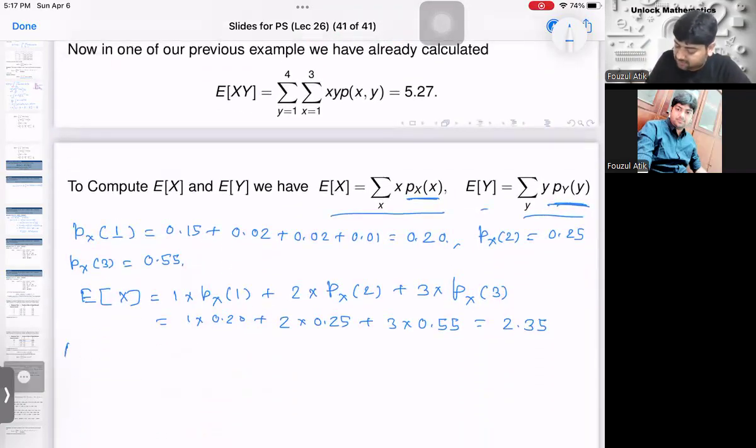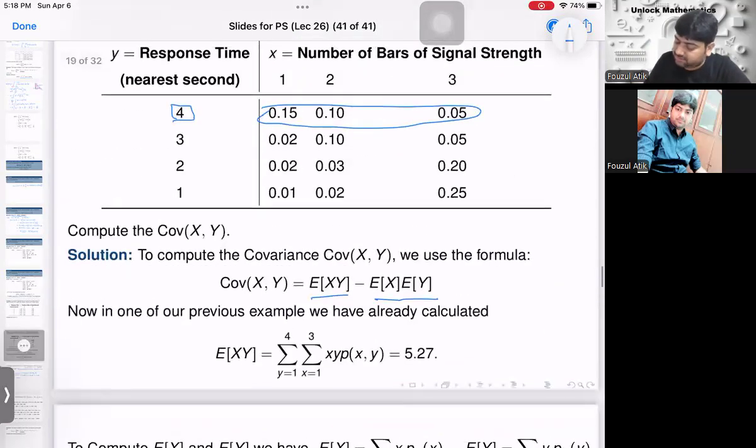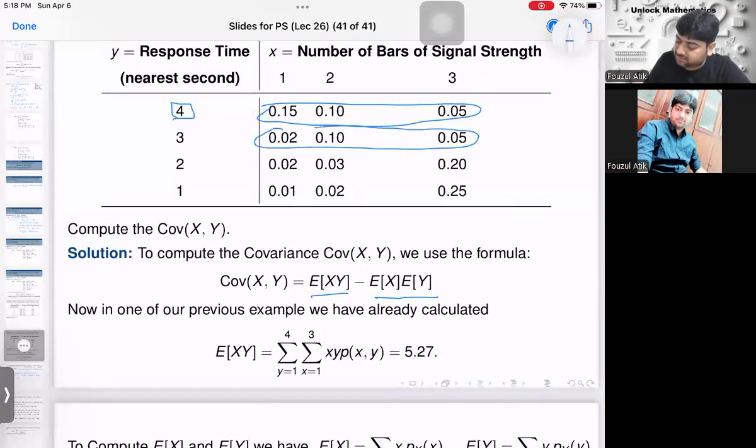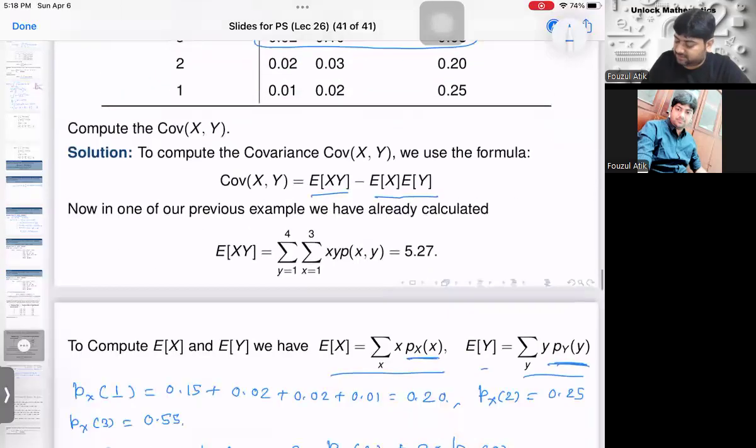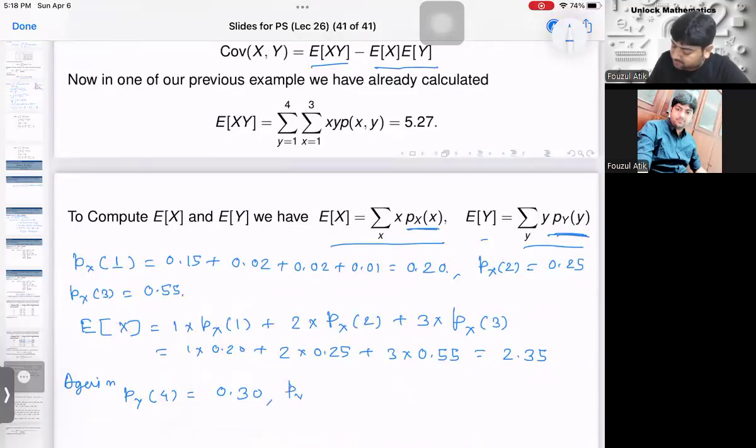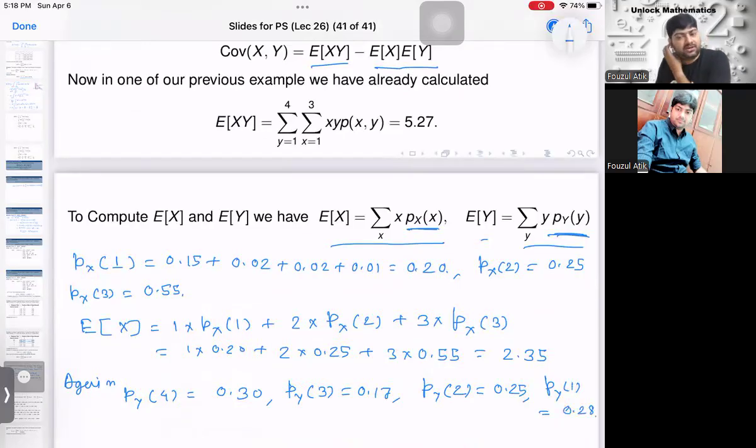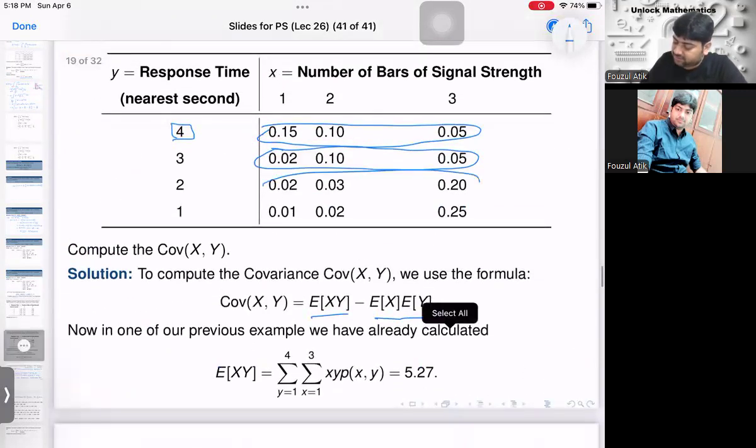So therefore, again, I should write Py of 4 is what? The sum over all of them, if you calculate, is 0.30, right? Similarly, this value is 0.17, so Py of 3 is equal to 0.17. In the same way, Py of 2, if you calculate, you will get 0.25, and Py of 1 is 0.28. Right? So we get all these values.